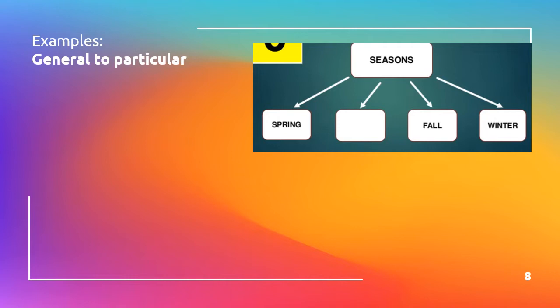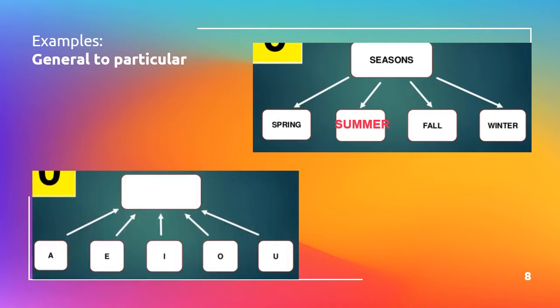So again, seasons there is the general. Now we give the particular seasons. So from general seasons, we give particular examples of seasons. We have spring, fall, and winter. And what do you think is the last season? Are you thinking of summer? Yes. Okay, so that's the last particular answer of seasons. So we have here spring, summer, fall, and winter. We have the particular examples of seasons. So seasons is the general, while spring, summer, fall, and winter are particular.